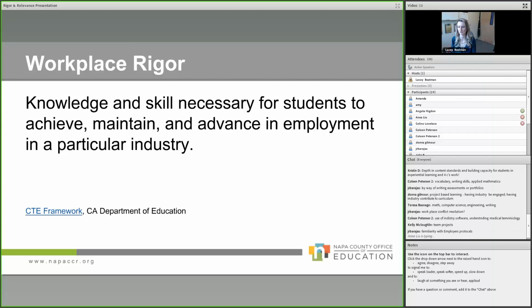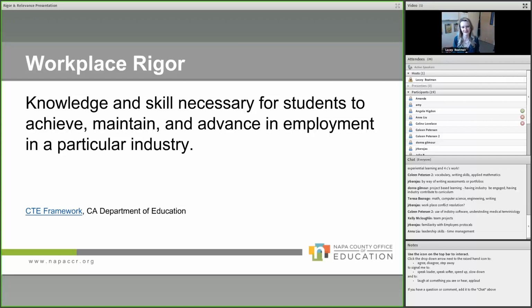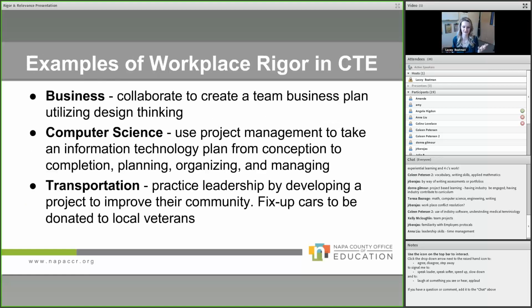Familiarity with employee protocols, yes. If you're looking at construction, safety and other protocols, biotech protocols for things I don't understand with their equipment and their labs, and writing, that's definitely workplace rigor. Leadership skills for sure. Time management, yes, all are very good examples, some of which I think I'll repeat right now. So these are some examples I thought of in a business class or pathway.